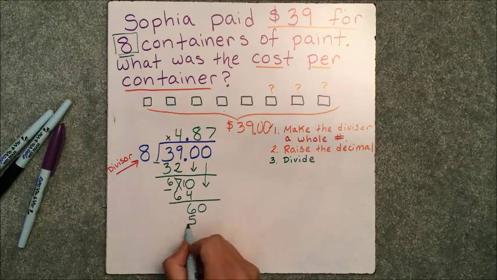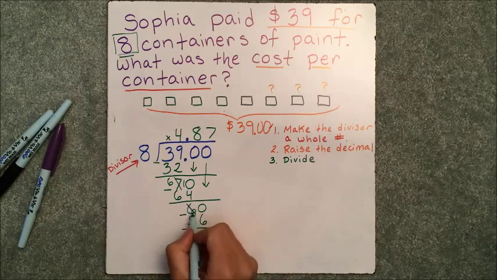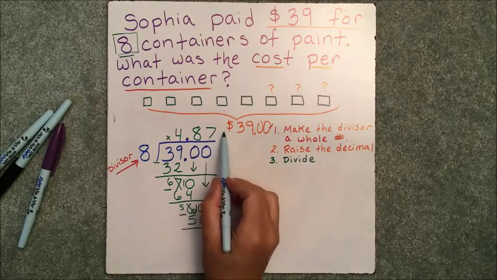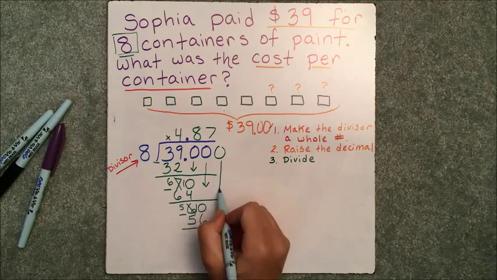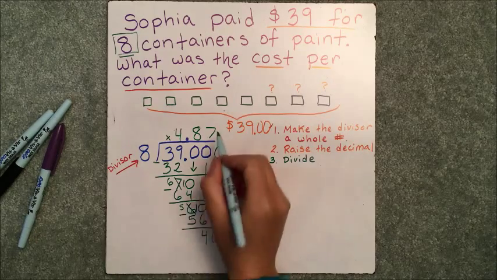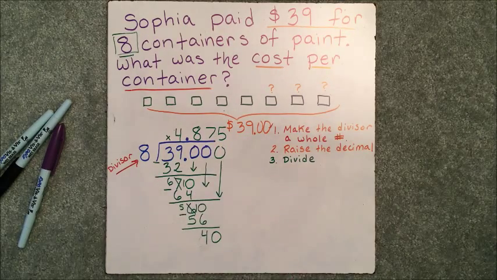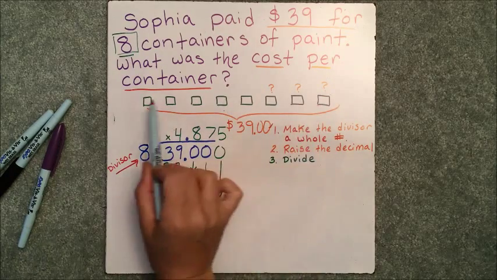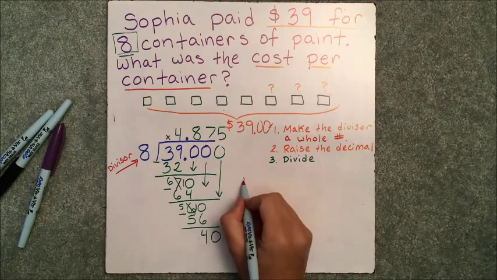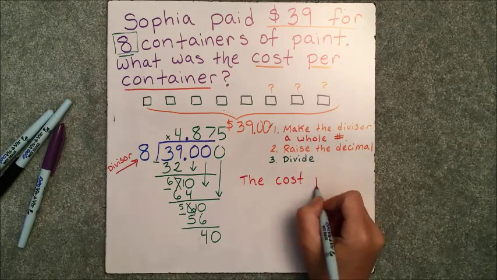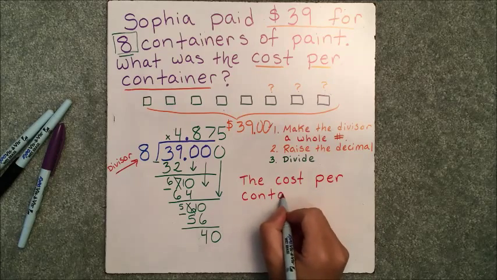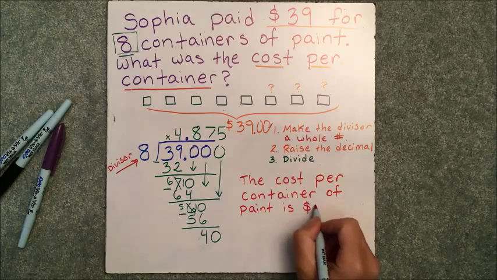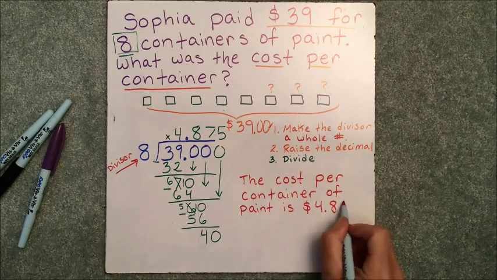And we want to continue going through this problem all the way until we get 3 spaces away from the decimal. And the reason is because we do want to find out if we need to round that last number. And we have a 5 at the end. So our final answer will be adjusted for that rounding. So when we write our answer as a sentence, which you always should do, the cost per container of paint, to be more specific, is $4.88.